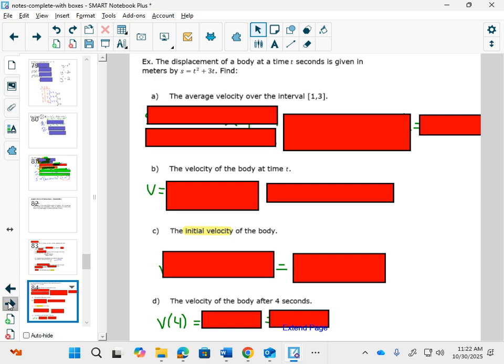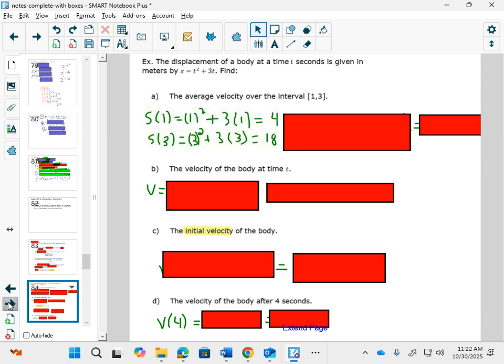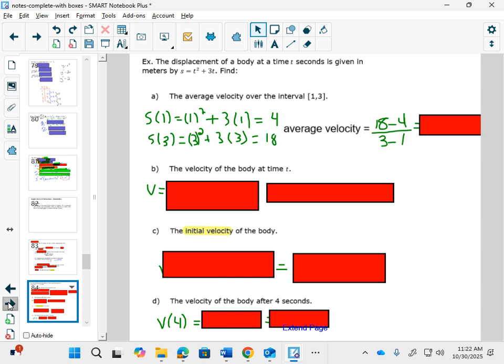Okay, displacement of a body at time t seconds is given by this equation. Find the average velocity. So average velocity is just change in distance, there's my two distances, over change in time. So my distance changed from 4 to 18. My time changed from 1 to 3. 7 meters per second is the average velocity.